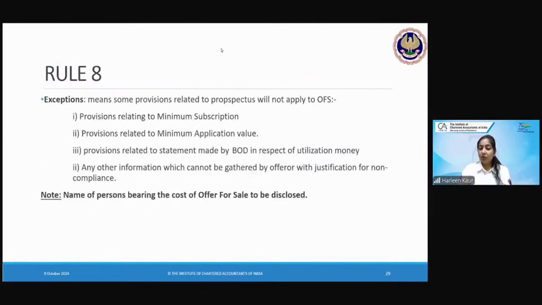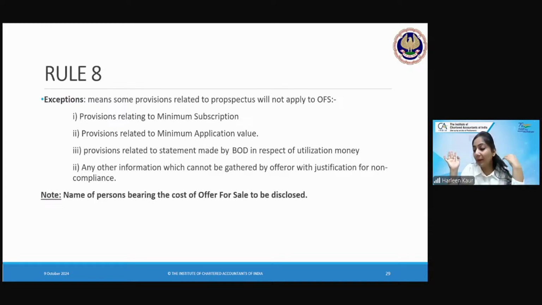Now, children, please mark down certain points in case of OFS. Write down: OFS is different from IPO and FPO. Number 2, no new shares are issued in case of OFS. In an IPO, new shares are issued. In an FPO also, new shares are issued. In OFS, no new shares are issued.